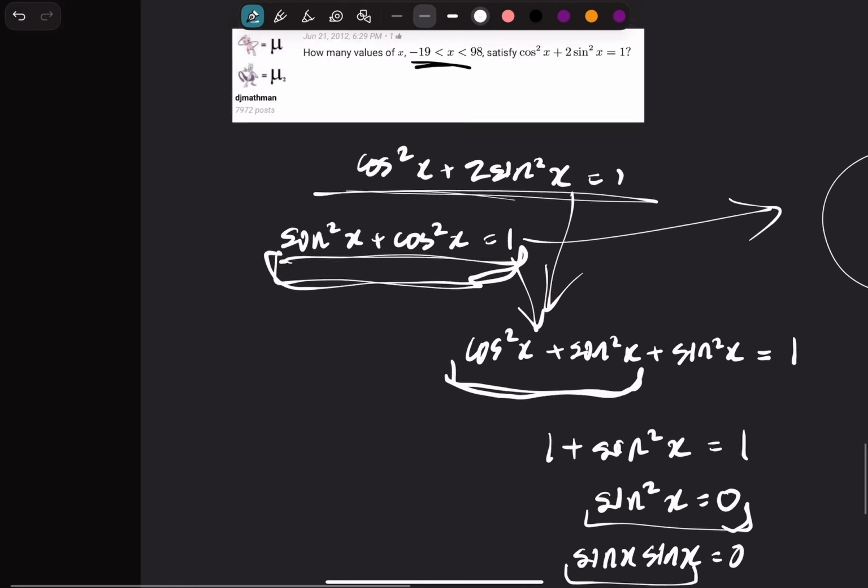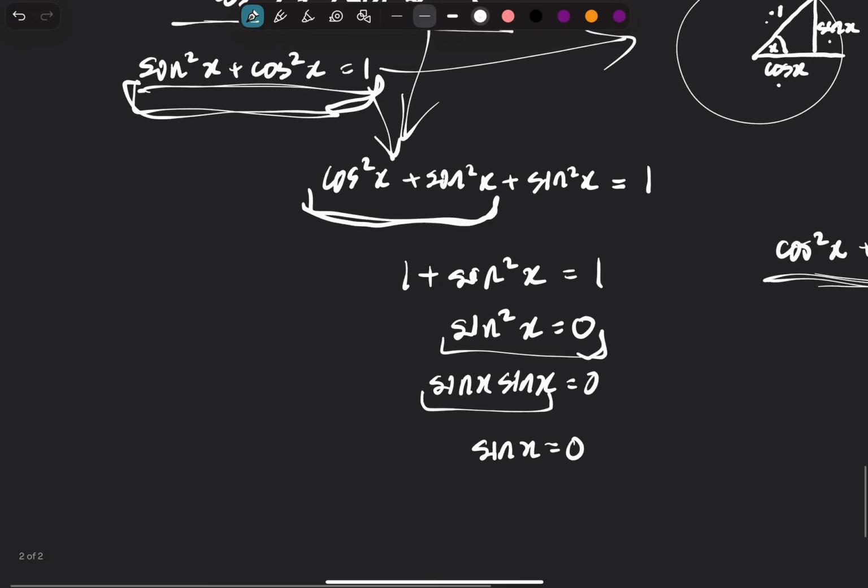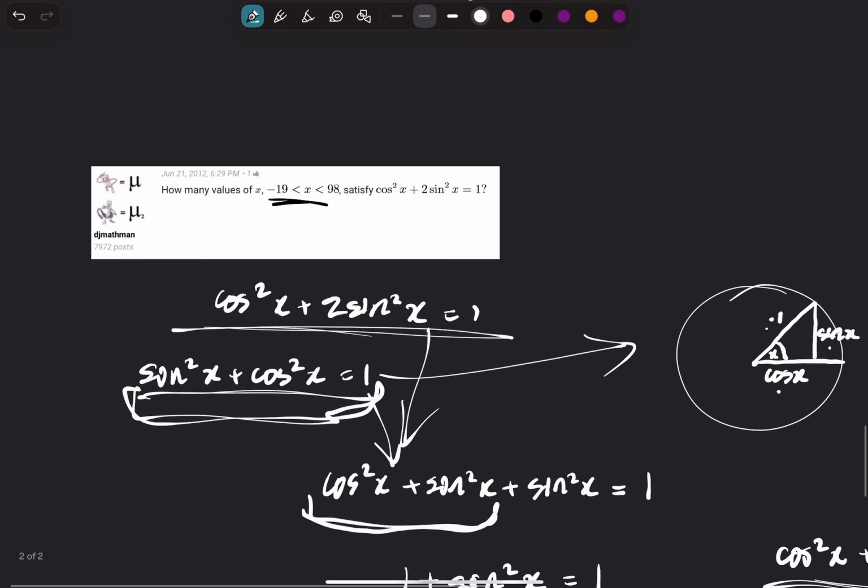So essentially we're looking for all the values of x for which sine of x is equal to 0, but specifically within this range of minus 19 to 98 exclusive. And exclusive just means that you don't include the endpoints, which in this case are minus 19 and 98, so you don't include them in the range.